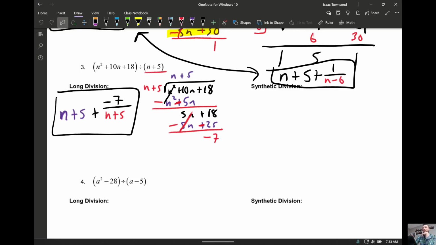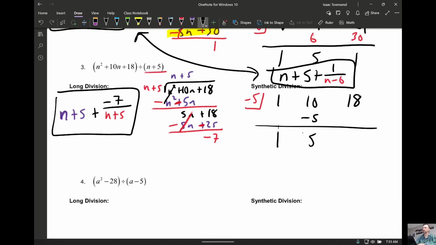Okay, so the number you should have put in the top left, not +5, but -5, the number that makes the divisor 0. Then your coefficients should have been 1, 10, and 18, because I have 1 of the biggest, 10 of the next biggest, 18 of the smallest. And then adding down, you get 1, multiplying, you get -5. Adding down, you get 5, multiplying, you get -25. Adding down, you get -7.